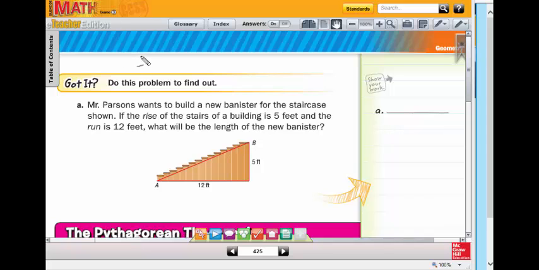Here are your solutions to 5-6. These are the letter problems. We'll start with letter A. Our first problem says Mr. Parsons wants to build a new banister for the staircase shown.